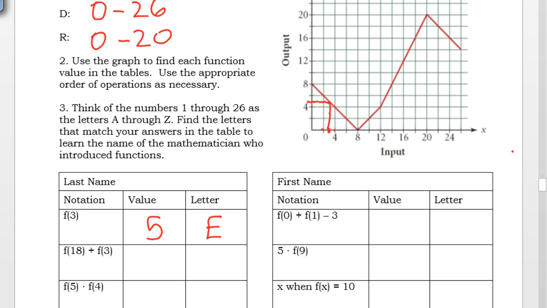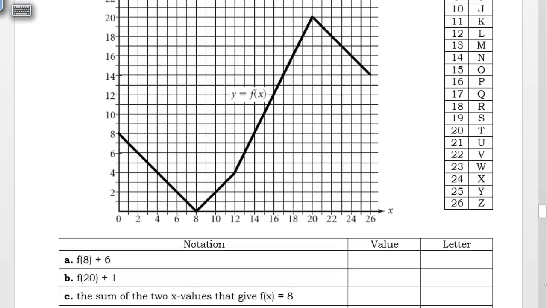Okay. The next one says f of 18 plus f of 3. So I'm going to do f of 18, and then I'm going to do f of 3, and I'm going to add those two answers together. So f of 18 is 16, and f of 3, well I just did 3, because I did it right here, f of 3 was 5, and that's 21, and the 21st letter of the alphabet is U.